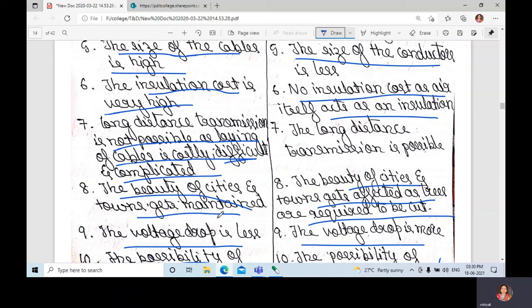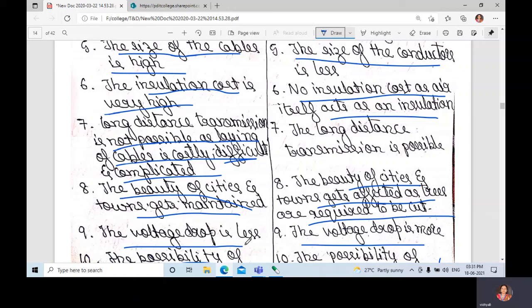The beauty of cities and towns gets maintained by underground cables; the cities and towns will look beautiful. But overhead lines look clumsy, and we can see only wires in cities. The beauty of cities and towns gets affected. Some trees we must cut due to overhead lines. The city will not look clean or beautiful with overhead lines.